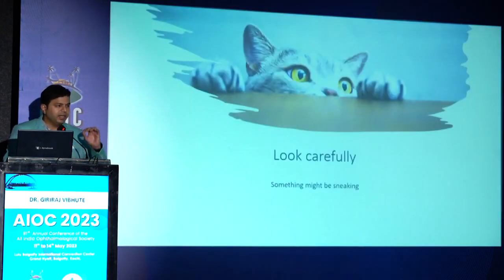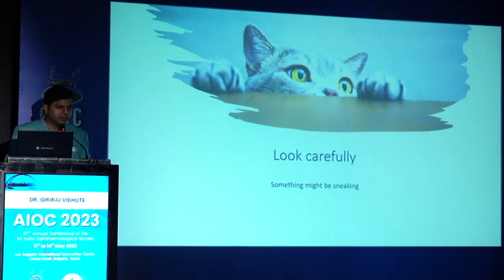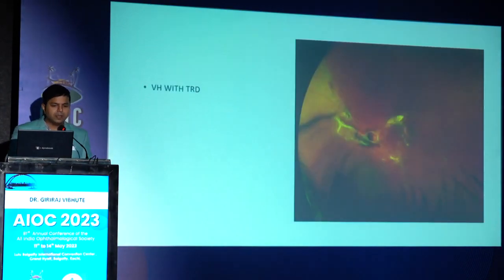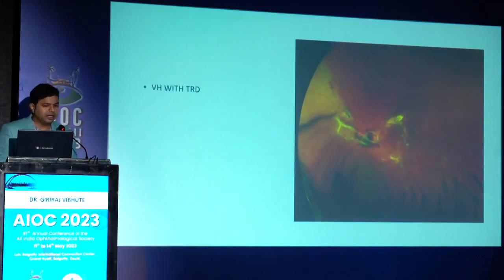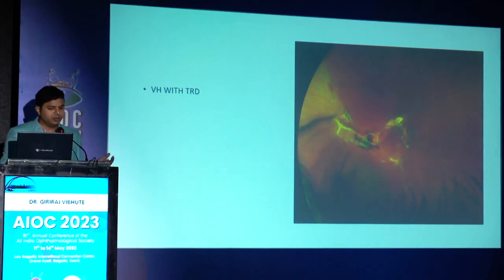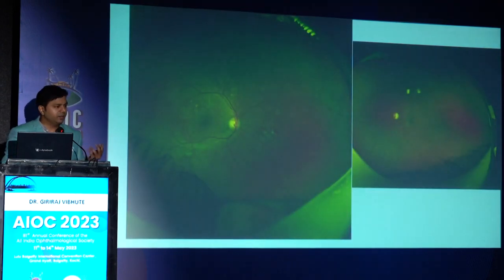On the 90D it may seem normal, but there might be something which is sneaking in the periphery. In cases of trauma, there might be a small foreign body which might be missed in the other eye, or peripheral vasculitis can also be there, or a small peripheral tear will also be there. So indented examination of the other eye is a must. Coming to some of our cases, in this one point I wanted to highlight that in vitreous hemorrhage in a diabetic patient, there might be vitreous hemorrhage with TRD in one eye while the other might be normal.